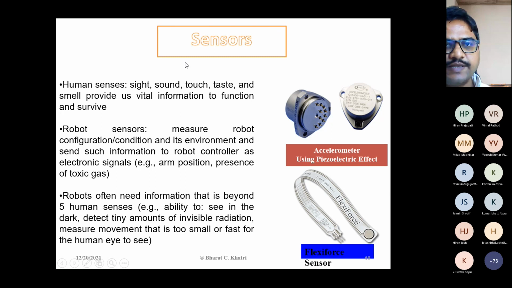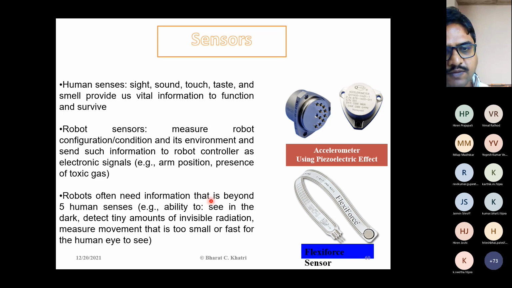The next thing is the sensor, the main component of our robots, which makes them interactive. As we know, human senses are sight, sound, touch, taste, and smell. The same types of sensors are there in robots, which make them capable of all these things. They can be used for arm positioning, and they can also sense the presence of toxic gas and the surrounding environment.